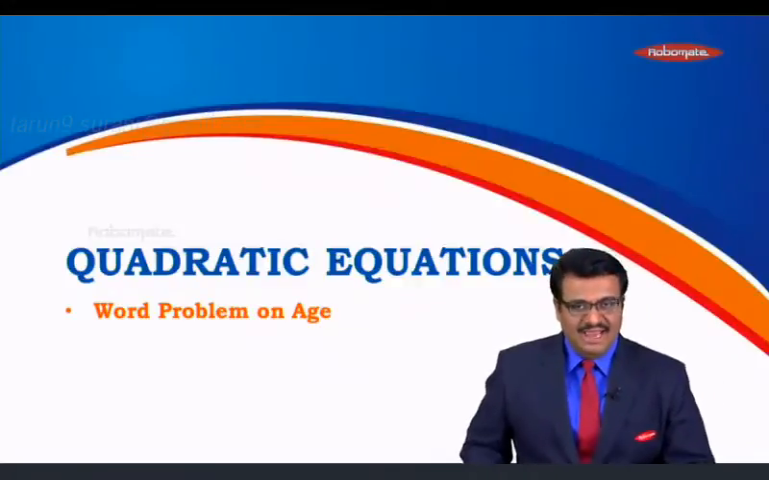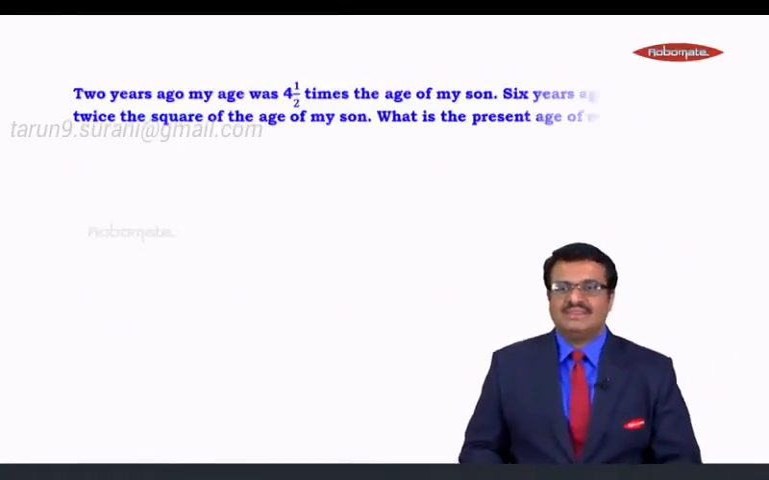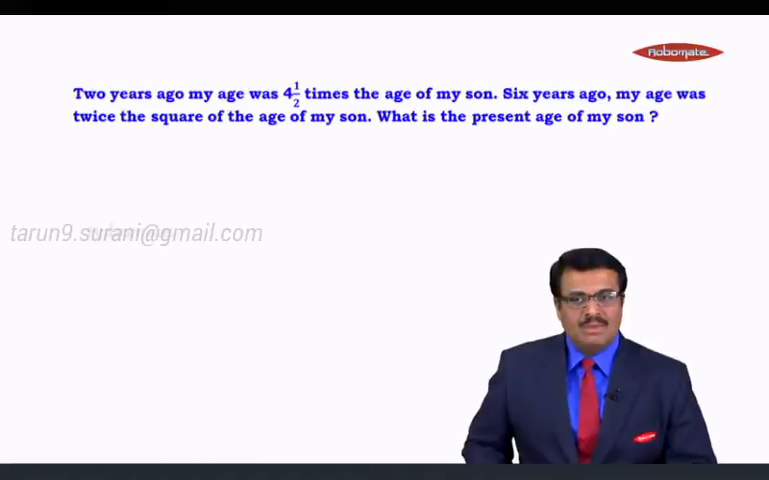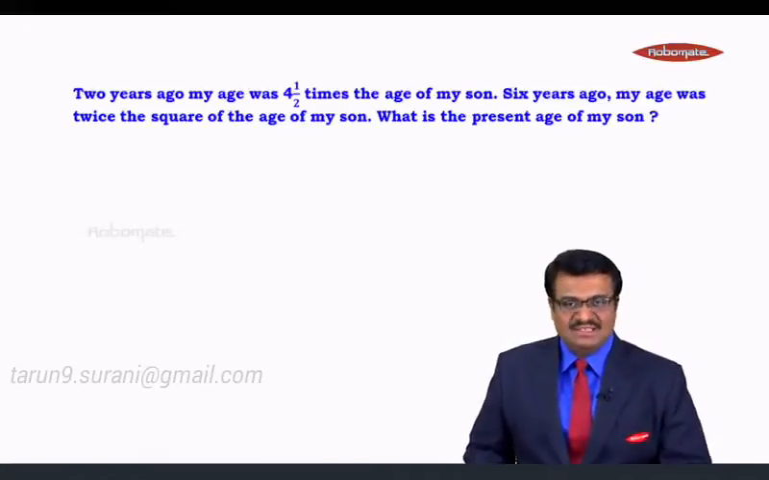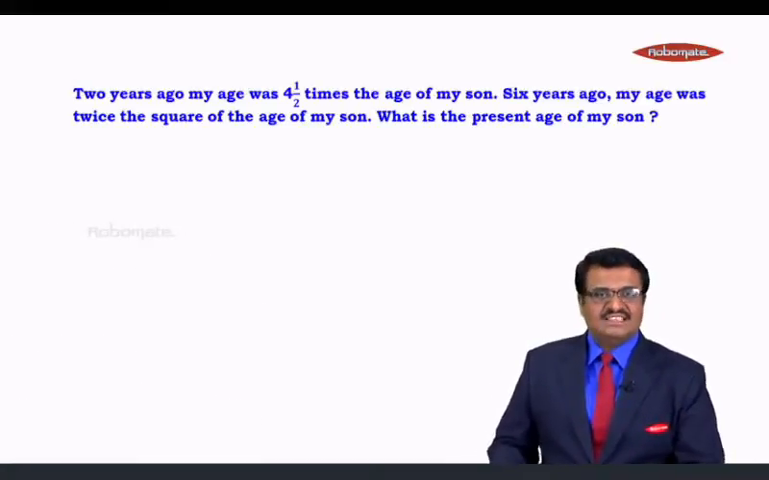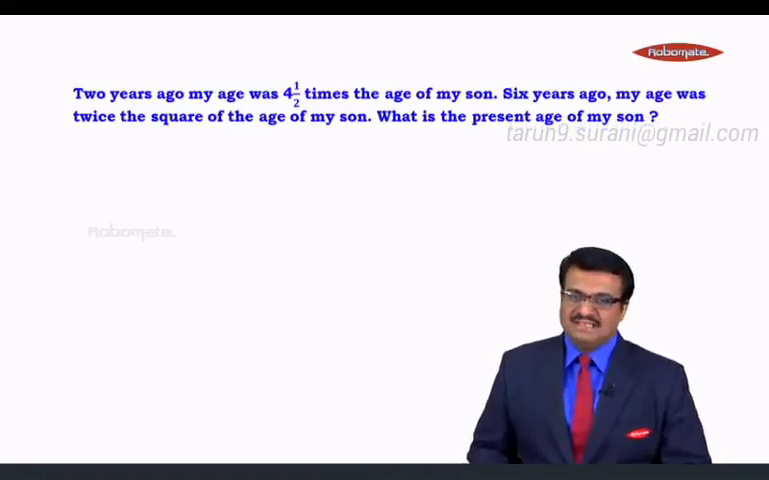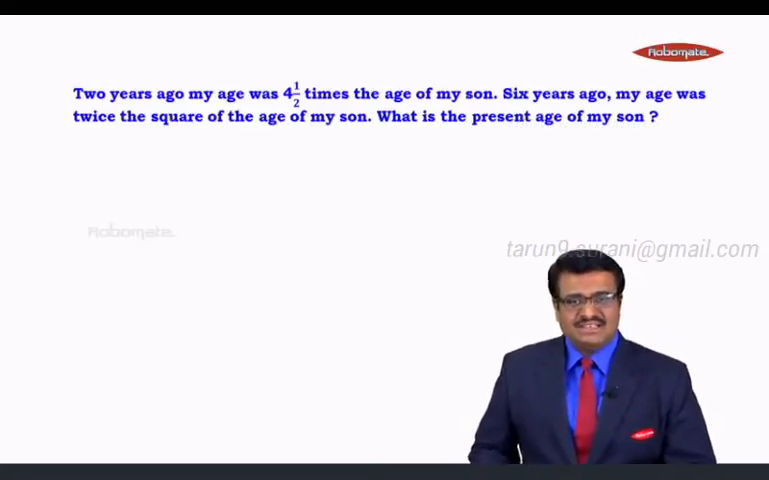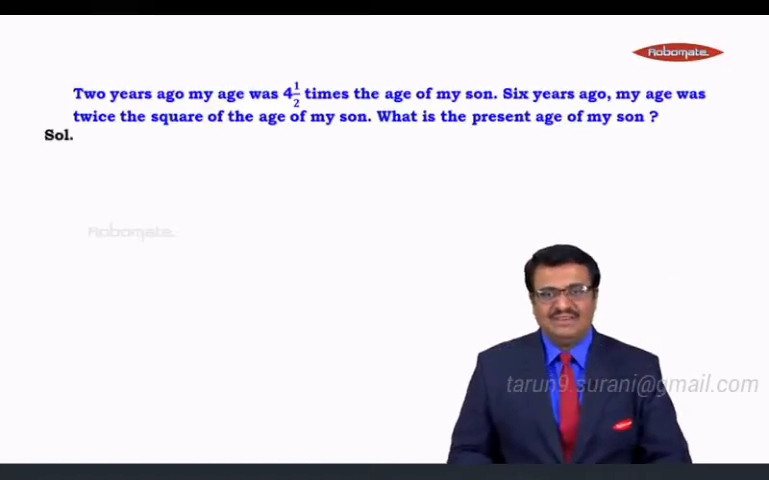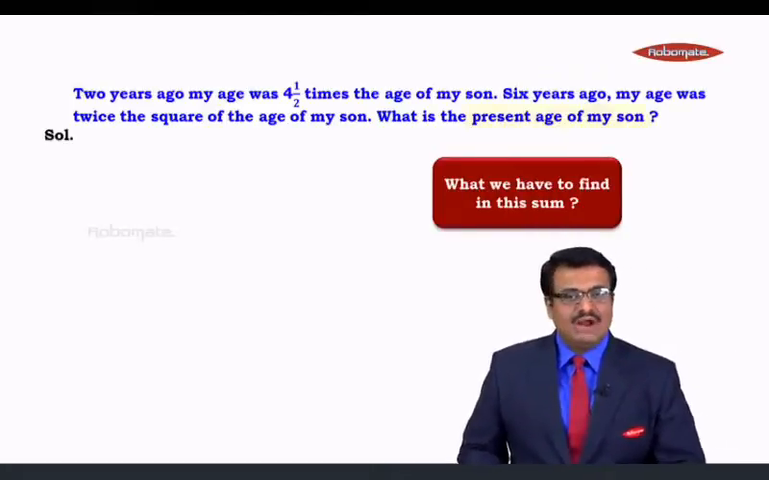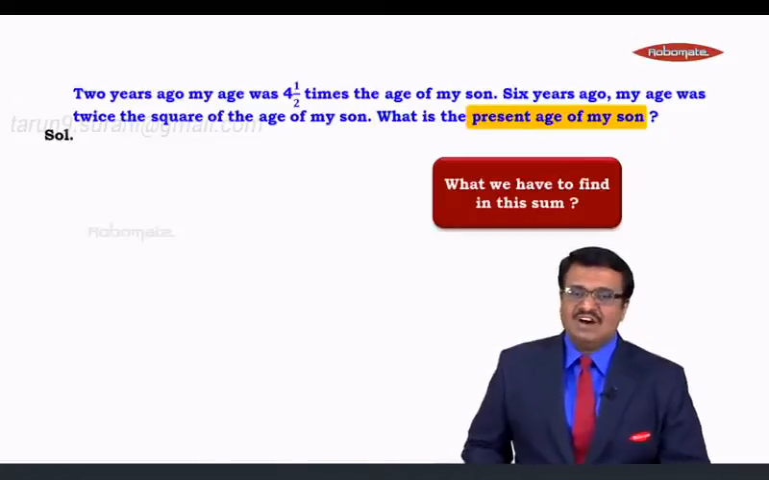Word problem on age, and the question is this: 2 years ago my age was 4.5 times the age of my son. 6 years ago my age was twice the square of the age of my son. What is the present age of my son? This is the question, right? Now what do we have to find in this sum? The present age of my son.